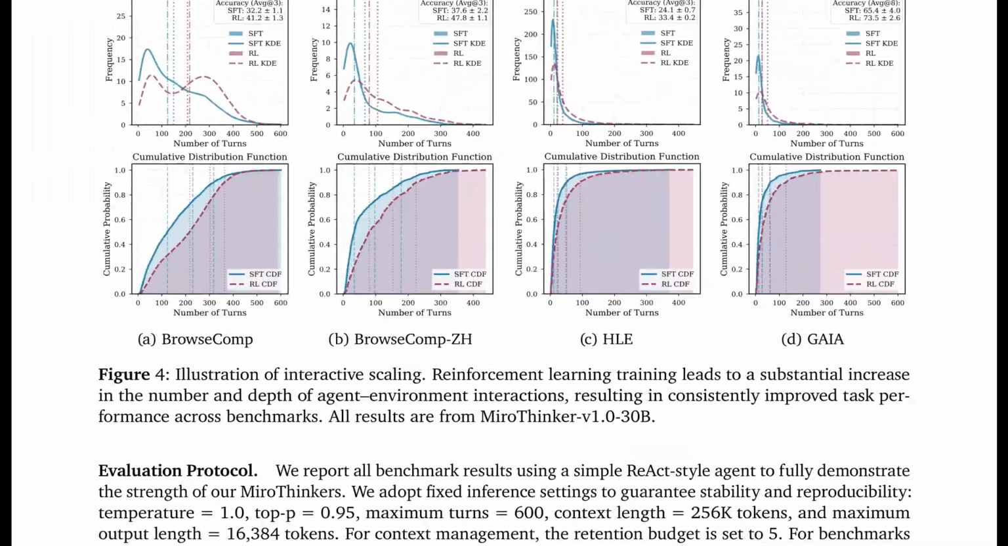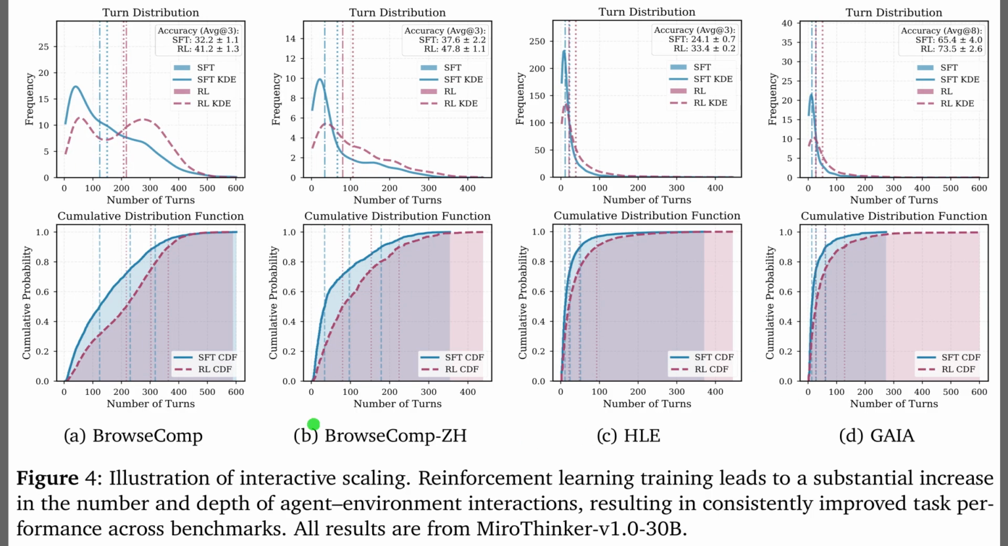Figure 4 shows that after reinforcement learning, the agent confidently uses more interaction turns and, as a result, solves tasks more accurately. The top row plots how often different turn counts occur, comparing supervised fine-tuning in blue with reinforcement learning in purple, which shifts the curves toward deeper interactions. The bottom row gives the same story as cumulative probability, showing that reinforcement learning trajectories more often reach higher turn counts. Together, these plots say that interaction scaling really works. Training the agent to sustain longer think and tool call cycles consistently boosts benchmark performance.